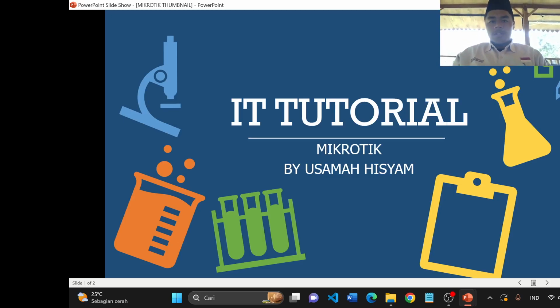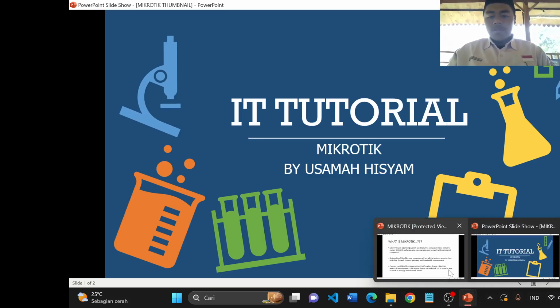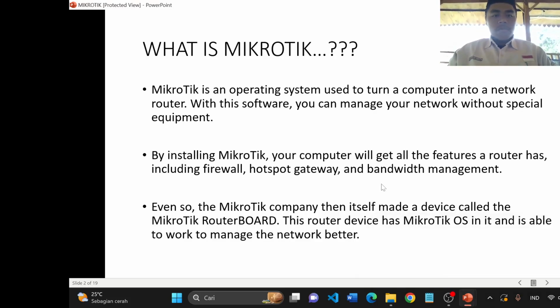Today, I will teach you guys about Mikrotik. Let's go to what is Mikrotik. Mikrotik is an operating system used to turn a computer into a network router. With this software, you can manage your network without special equipment. By installing Mikrotik, your computer will get all the features a router has, including firewall, hotspot gateway, and bandwidth management.